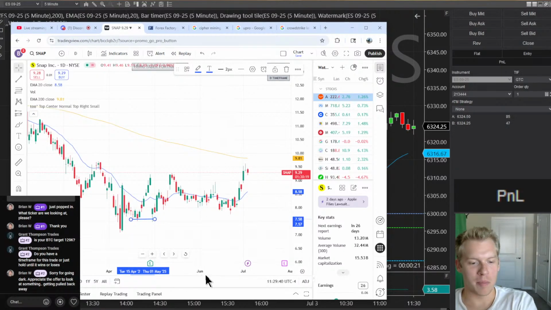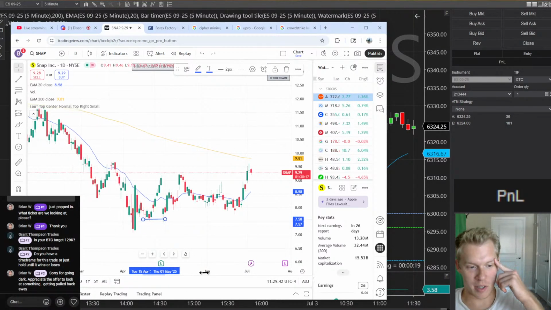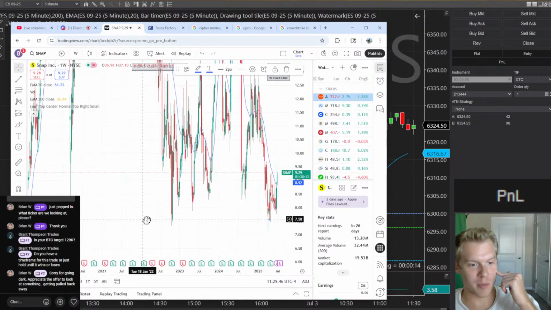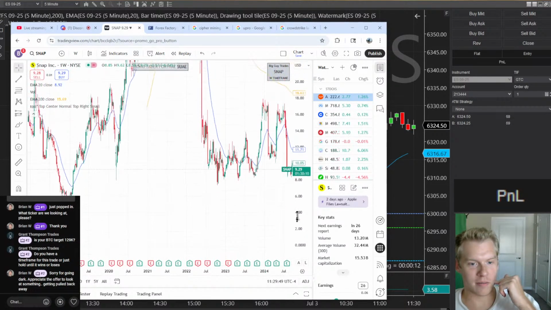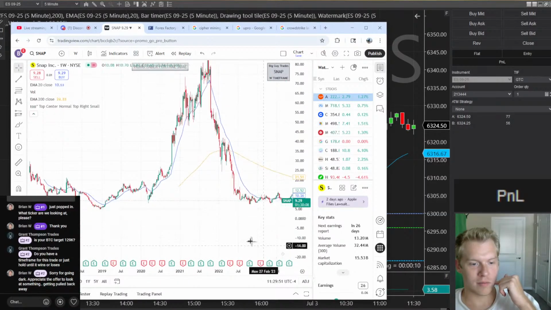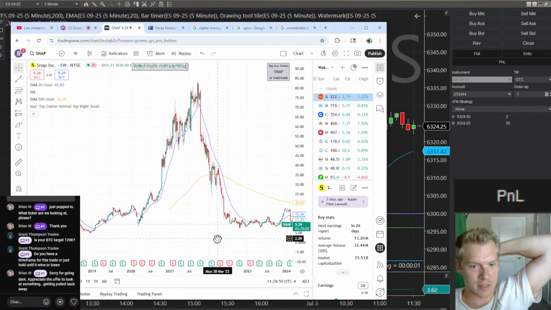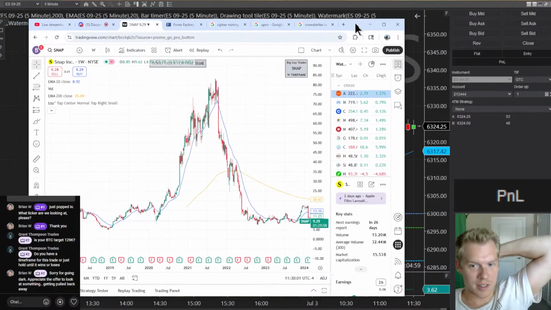Yeah, I'm in agreement. I mean, I used to use Snapchat and I used to own Snapchat, and yeah, me too. I don't know, back in like COVID, I still owned Snapchat. Look at this chart. Look at this mess of a chart. Yeah.